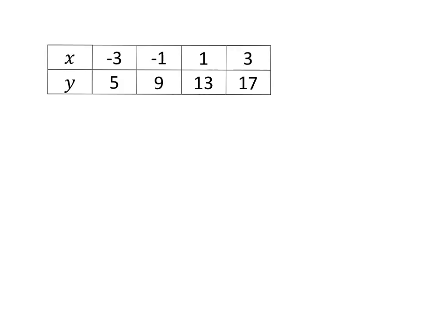Sometimes they can also give it to us in table form. They can say, I've drawn up this table, and this table will lead to a straight line graph. What's the equation of that straight line graph?